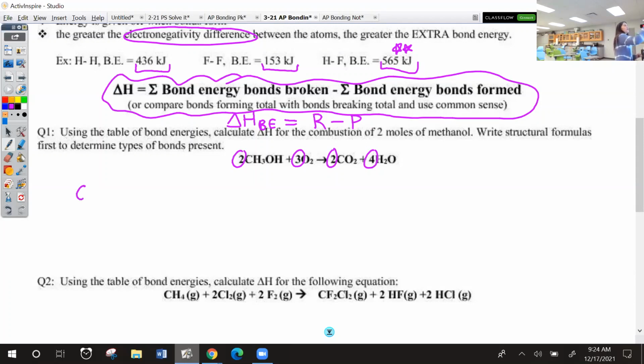So I've got CH3OH, and I can even add up my valence electrons right here. I know that carbon is 4, and each hydrogen is 1. So I have 3, and then oxygen, I get 6, and then another hydrogen is 1. So I'm getting a total of 8 and 6. I'm getting a total of 14 on this one. My oxygens I know are 6 times 2, so that's going to be 12. Carbon again is 4, and each oxygen is 6.